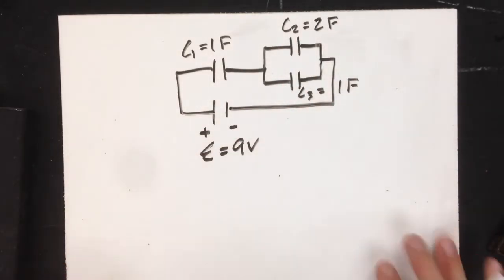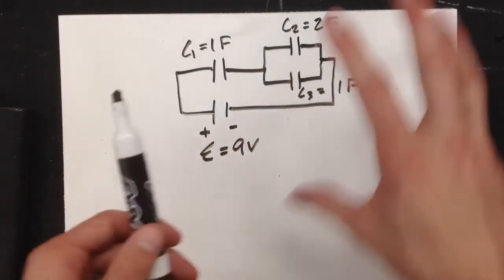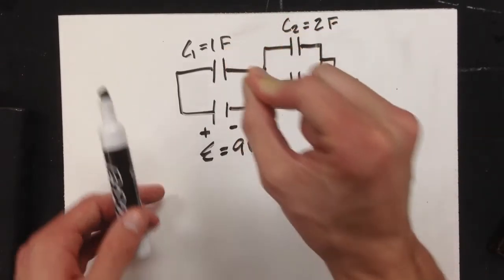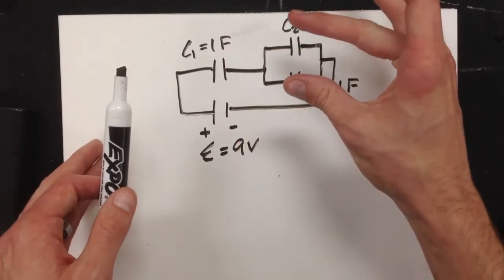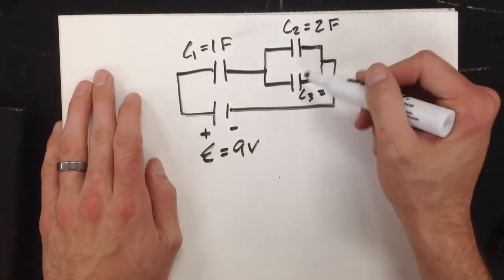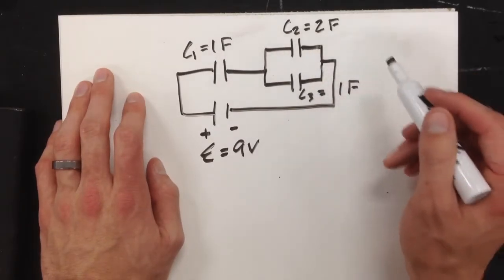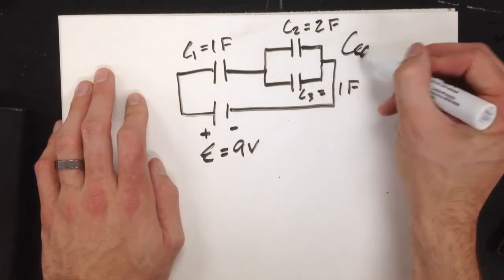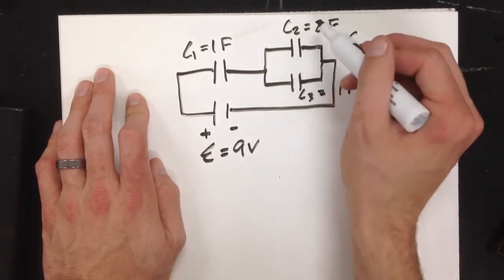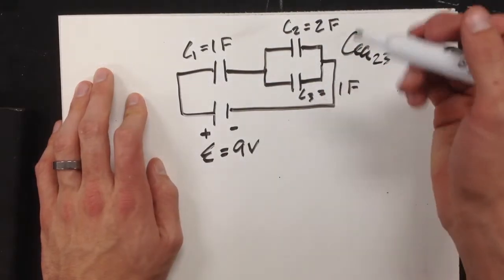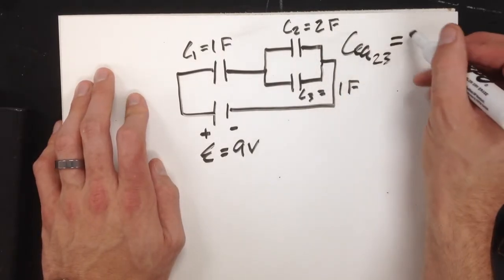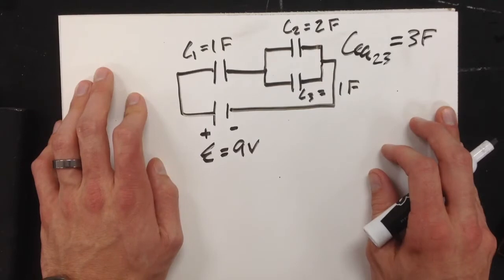Okay, so here's what we do. We gradually simplify our circuit down until we get it into just one capacitor. We start by simplifying the parallel capacitors first. These two capacitors are parallel with each other, so I can get the equivalent capacitance between capacitors 2 and 3. That's just going to be the sum of those two capacitors, because remember, the equivalent capacitance when they're in parallel is just the sum. So 2 and 1 gives me an equivalent capacitance of 3 farads.